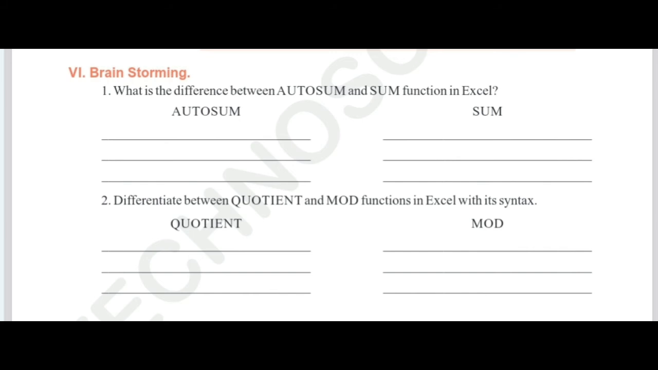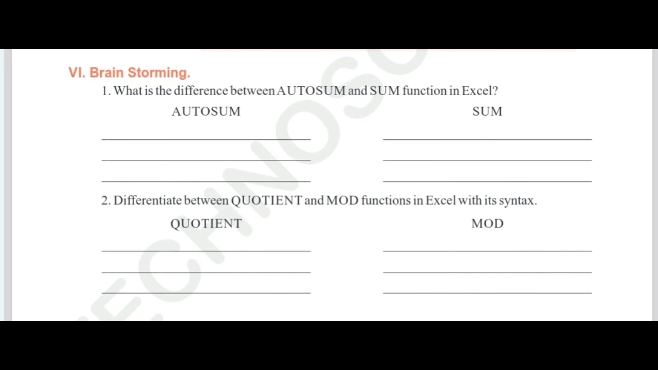The sum function is a user defined function. So this is another difference between AutoSum and sum. Write your answers in your own sentences. Next one, second question: differentiate between quotient and mod functions in Excel with their syntax.